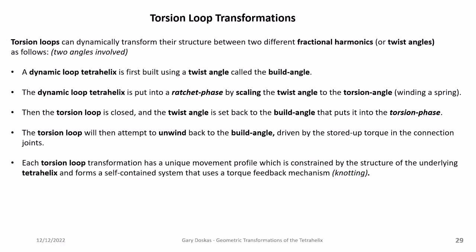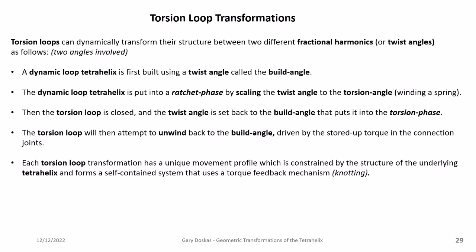Now to describe the creation of these torsion loop transformations, we start with a dynamic loop tetrahelix, and it's first built with a twist angle that I call the build angle. Then the dynamic loop tetrahelix is put through a ratchet phase by scaling the twist angle to what's called a torsion angle. This is like winding up a spring. It's loading up some torque in the tetrahelix. And then when the torsion loop is closed, the twist angle is set back to the original build angle, and this puts it into the torsion phase. And now the torsion loop will attempt to unwind itself to get back to the build angle, driven by the torque stored in the connection joints.